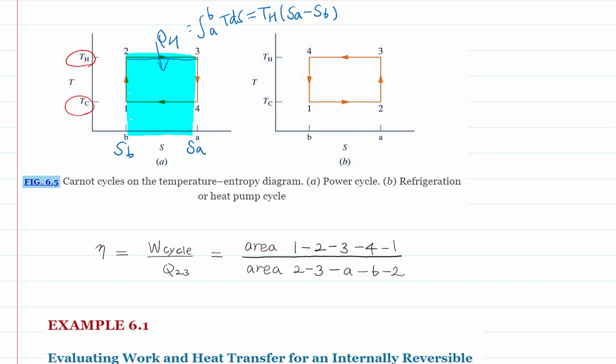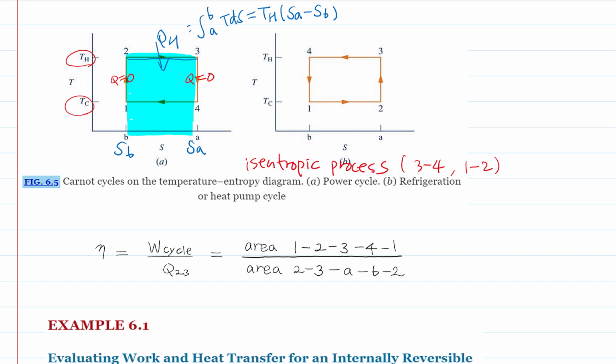Process 1-2 and process 3-4 are reversible adiabatic processes. And you also notice entropy change is also 0. The constant entropy process is also called an isentropic process. So process 3 to 4 and process 1 to 2 are isentropic processes.